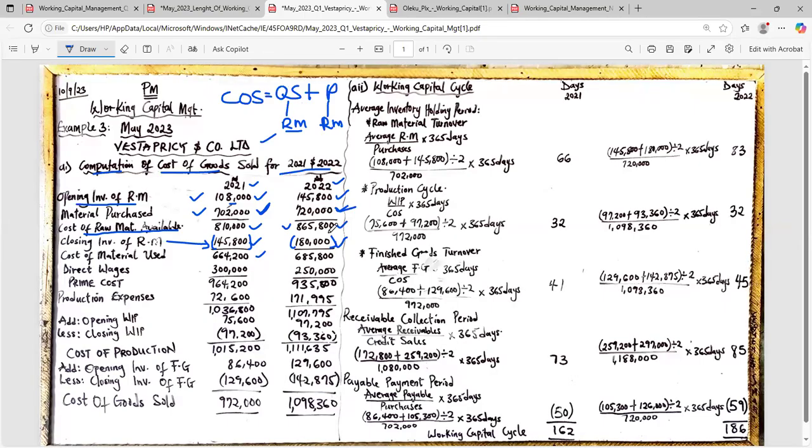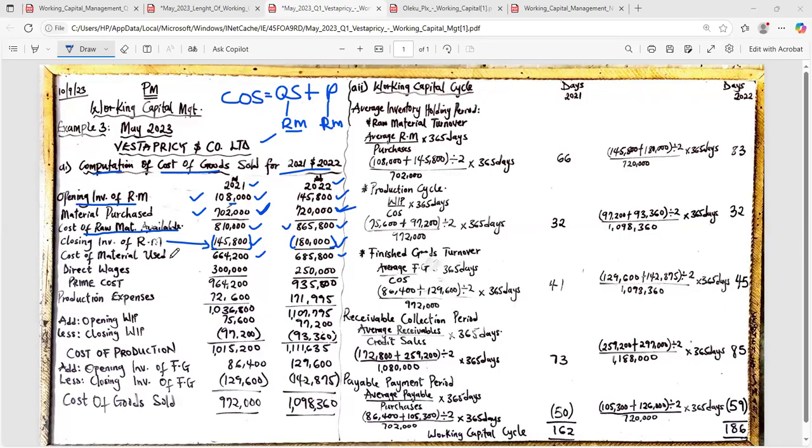Confirmed. 865, yes. 800 minus 180. You should get 685,800. 685,800. Thank you very much. So now we are done with everything that relates to raw material.